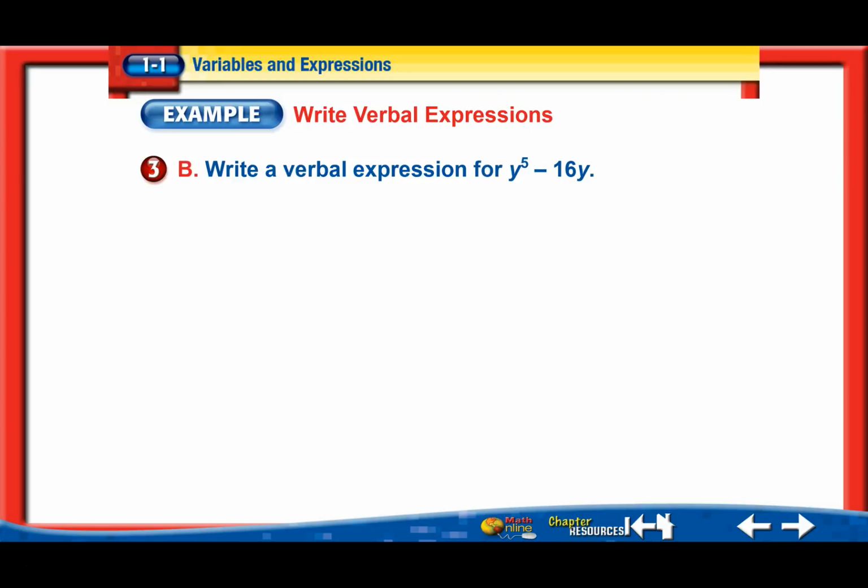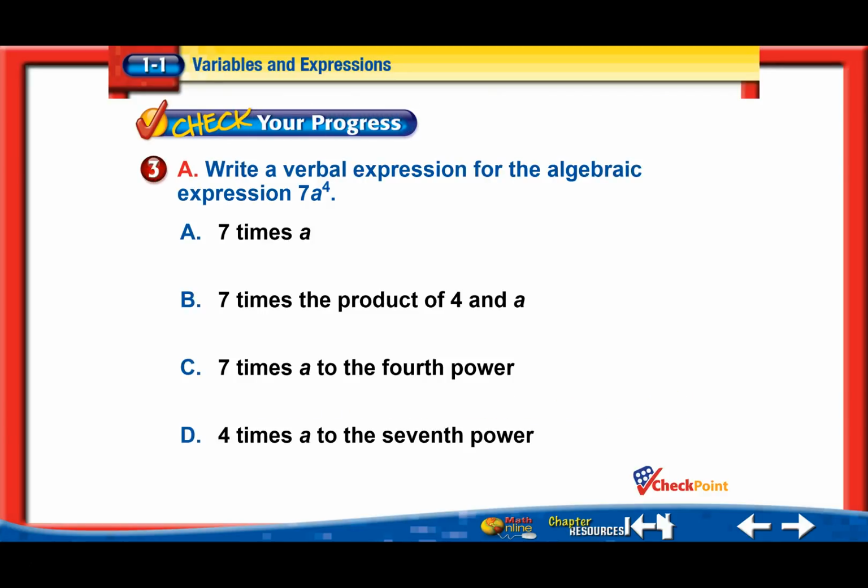Write a verbal expression for y to the 5th minus 16y. So you're probably going to say the difference between y to the 5th power and 16 times y. So the difference of y to the 5th power and 16 times y. Pause this one, give it a shot.